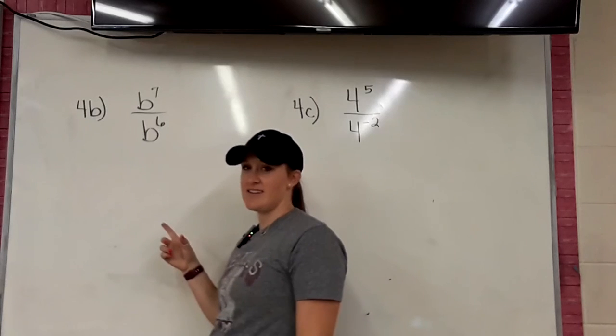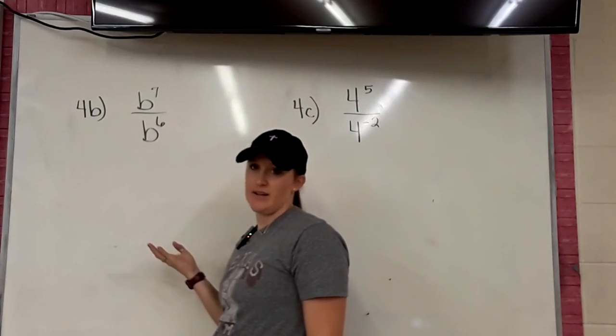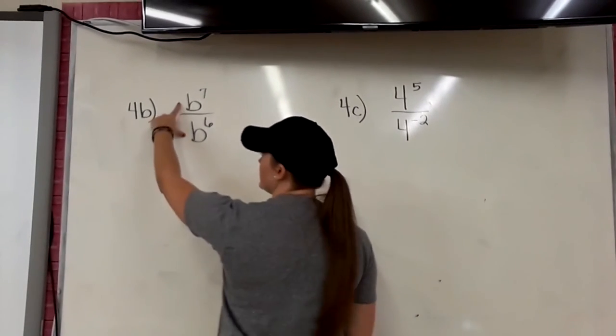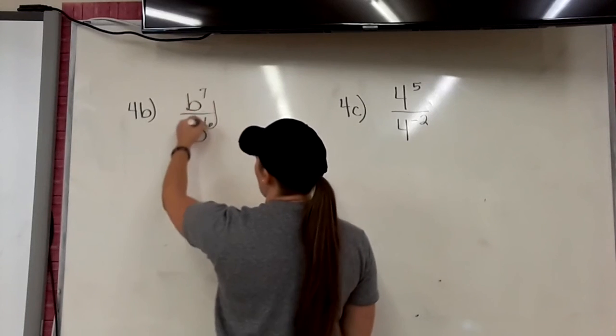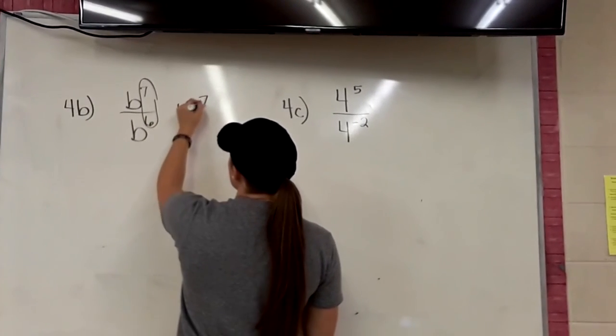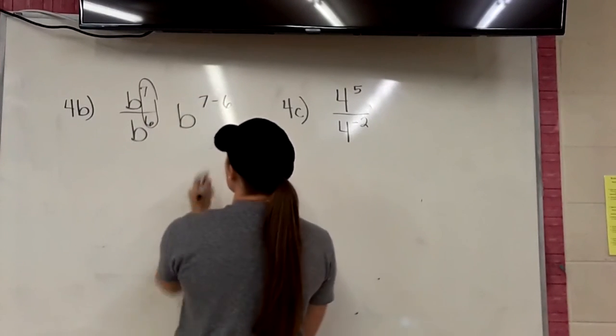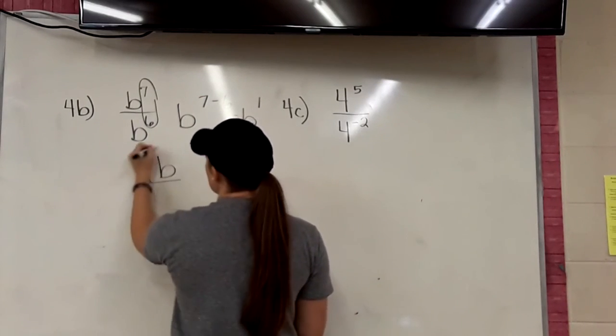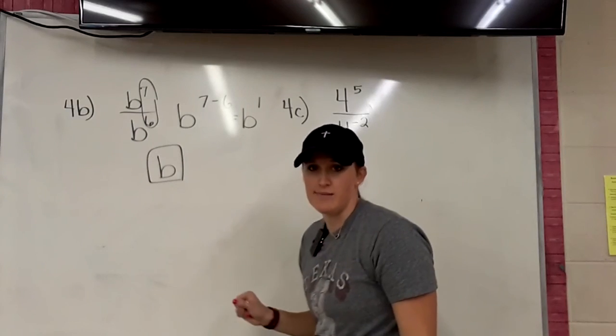So now when we're dividing, you subtract your exponents. Multiplying, you add. Dividing, you subtract. So since they're the same number, we can subtract our exponents. So it's b to the 7 minus 6th power, which is b to the 1st power, and we don't have to write that, so our answer comes out to b.